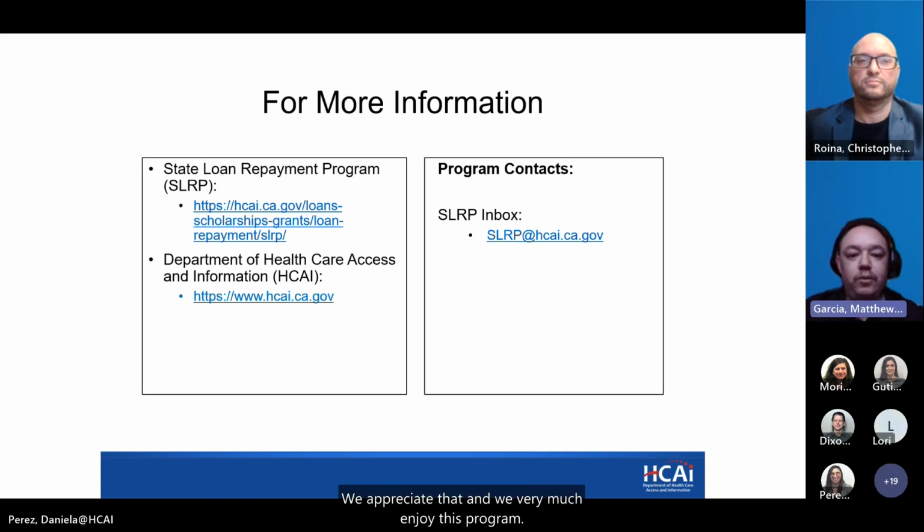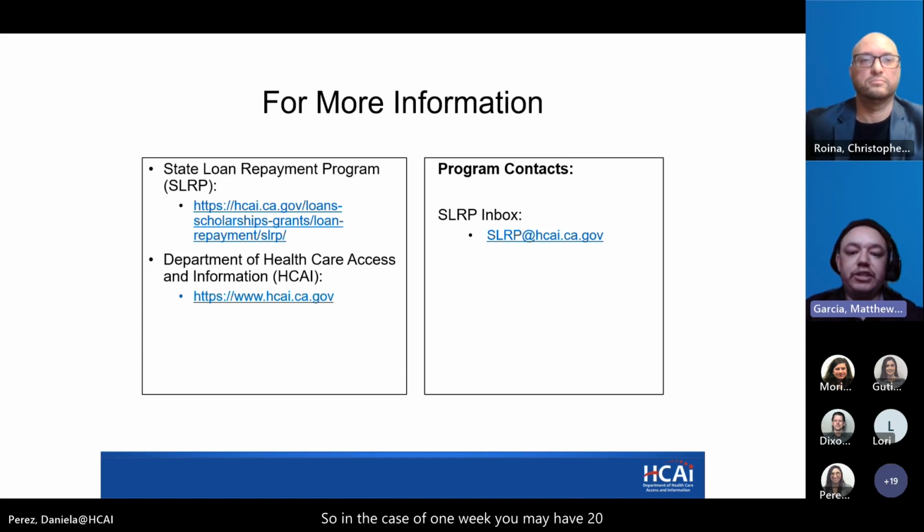Well, thank you. We appreciate that, and we very much enjoy this program. With regard to direct patient hours, when you submit the EVF, hours are based on a 6-month period of the average amount of time spent. In the case of 1 week, you may have 20 hours, but the next week you may have 23 hours. That would average out to about 21 or 22 hours on average per week worked. So we do take the average amount of hours worked, and as long as you're maintaining the average amount of hours per week worked, then you would be fine and you would be considered full-time.